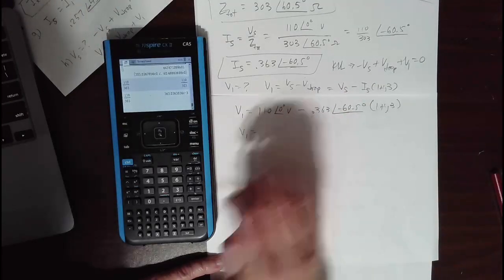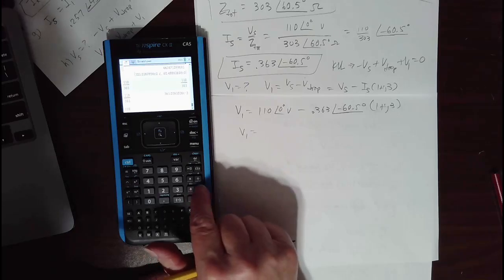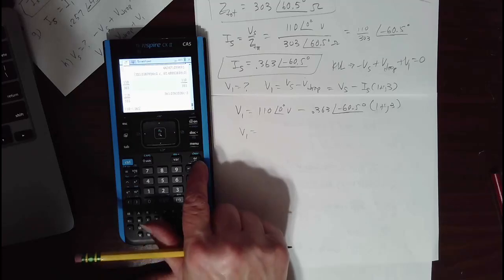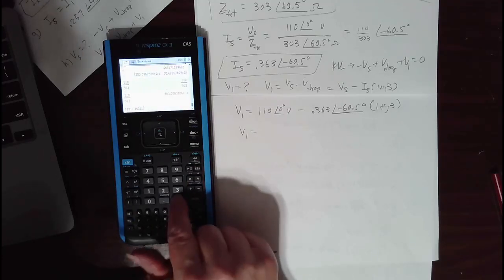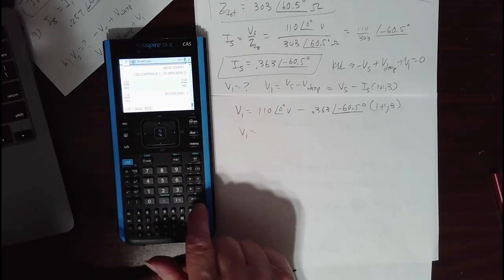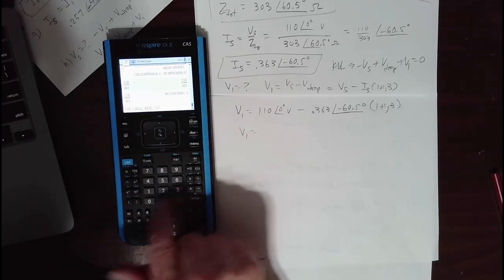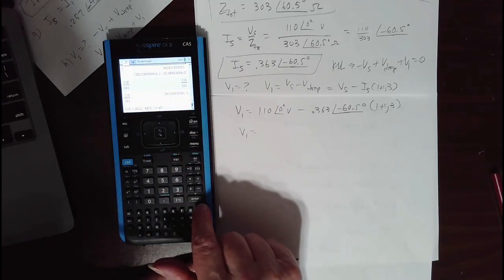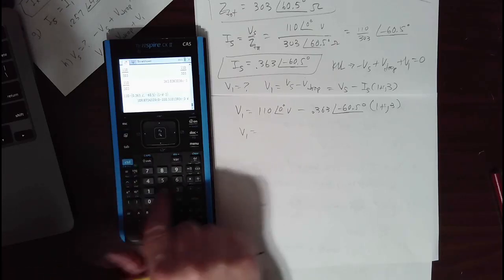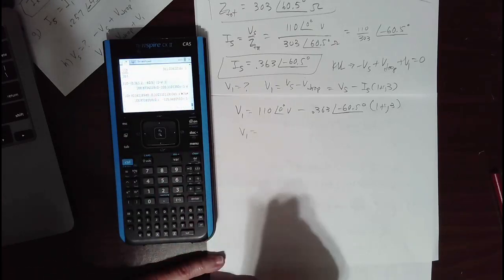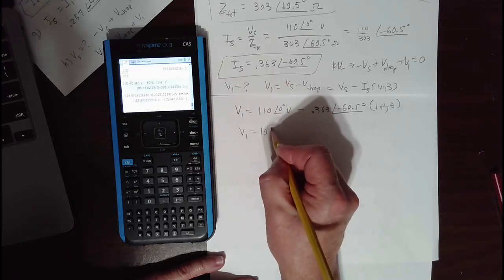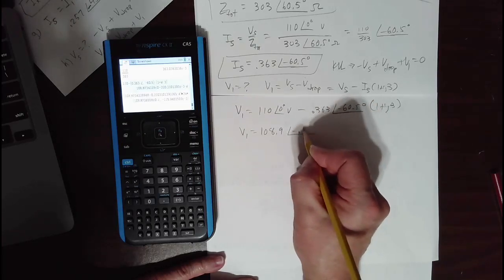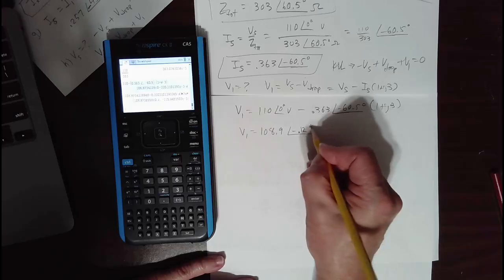Okay. 110 minus 0.363 at an angle of negative 60.5. Multiply that times 1 plus J3. Okay, and then convert that to polar. So 108.9 angle of very little, negative 0.12 again.